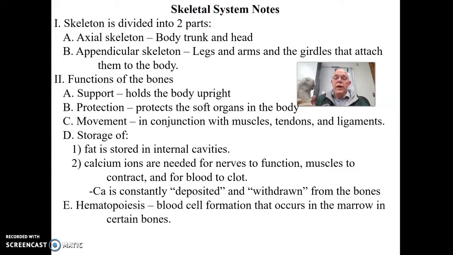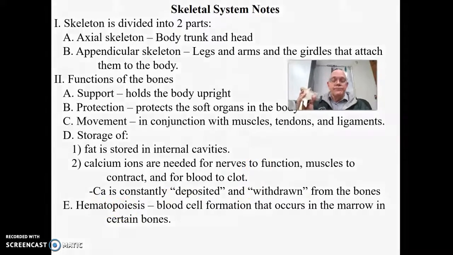Now, the other thing is hematopoiesis. If you look at this word, hema means blood. Poiesis generally means to make. Okay, so anytime we see poiesis, just think to make. So to make blood. So basically, this is blood cell formation. Okay, so all your blood cells are made in your bones.